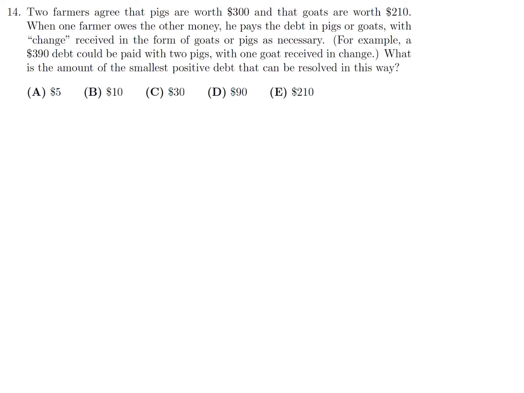Two farmers agree that pigs are worth $300 and goats are worth $210. When one farmer owes the other money, he pays the debt in pigs or goats with change received in the form of goats or pigs as necessary. For example, a $390 debt could be paid with 2 pigs with 1 goat received in change. What is the amount of the smallest possible debt that can be resolved in this way?